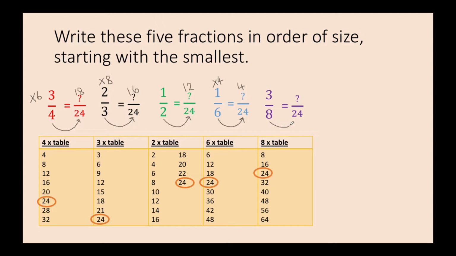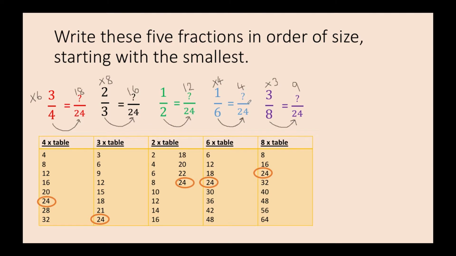And then finally, what did I do to 8 to get 24? 1, 2, 3. I times by 3, so I have to do the top times 3. 3 times 3 is 9. So now we can see we have 18, 16, 12, 4 and 9.